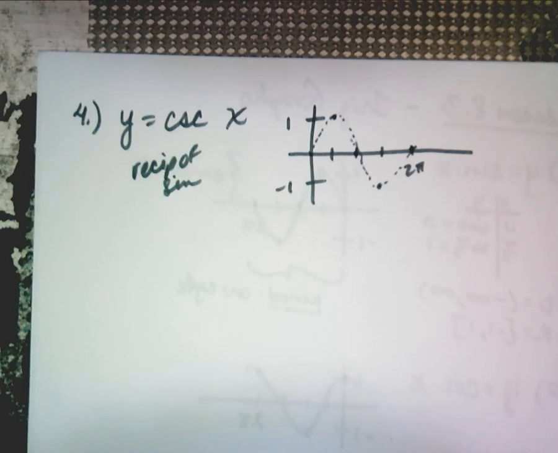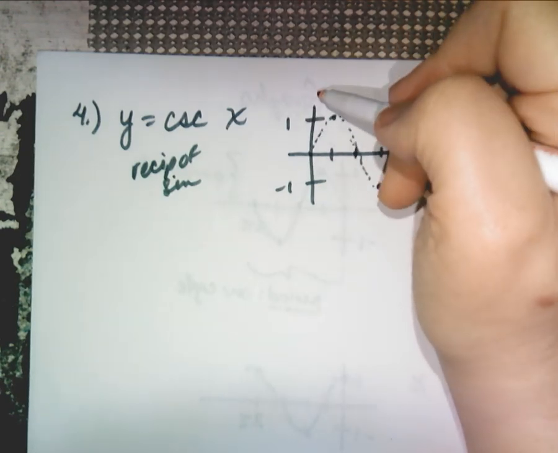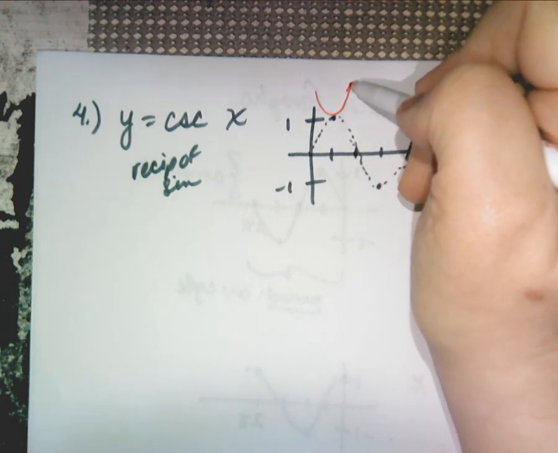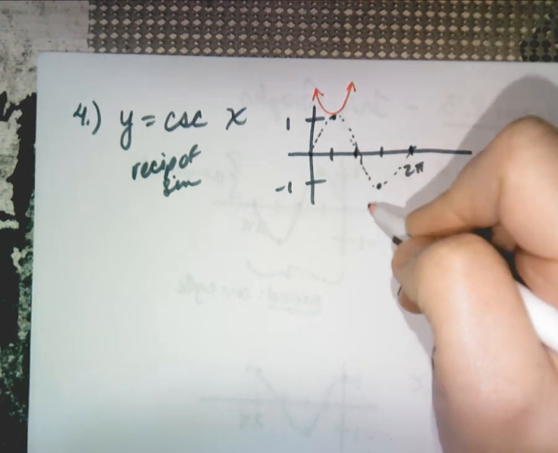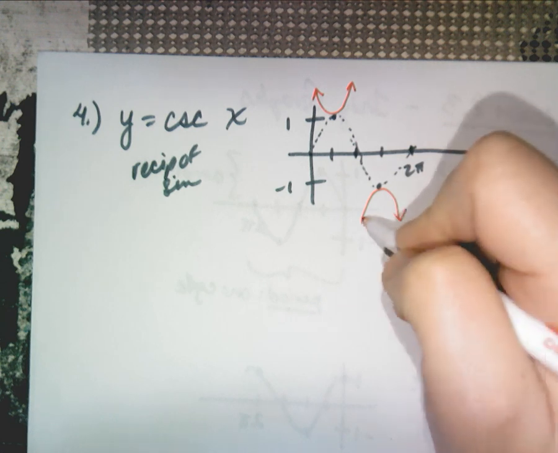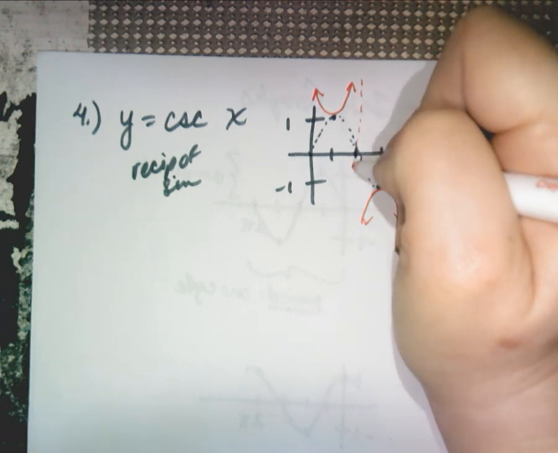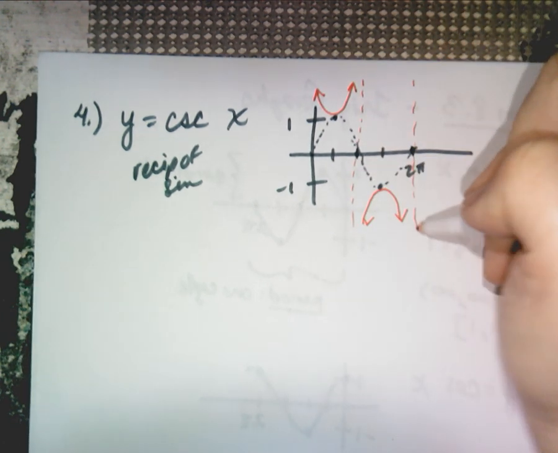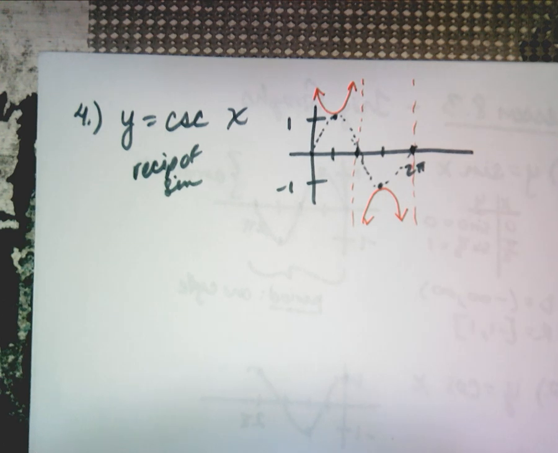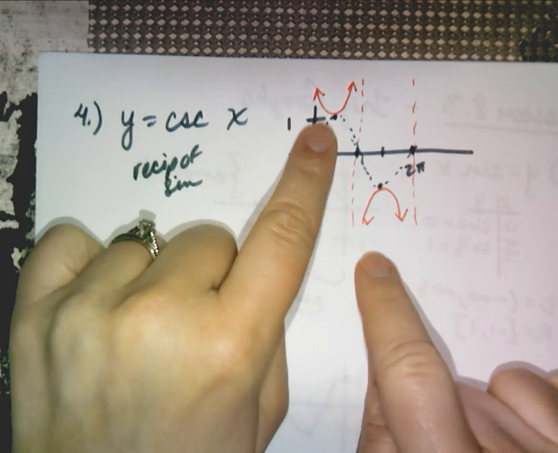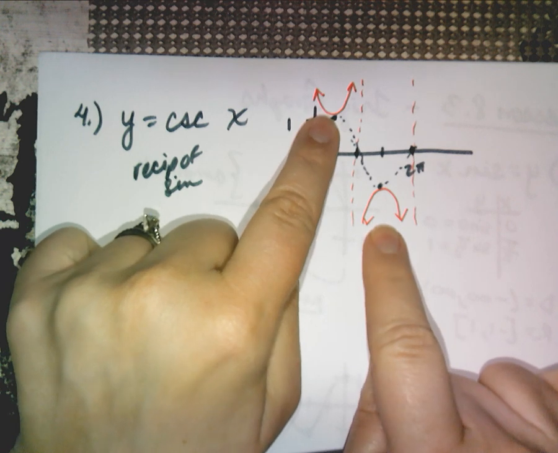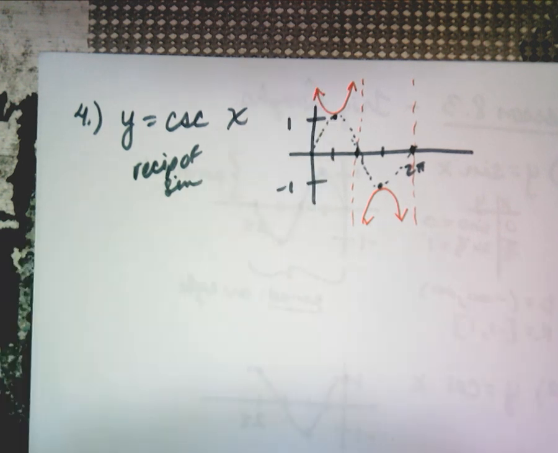Your cosecant, the reciprocal of that, is actually parabolas, one right here, and then one right here. And then there are these asymptotes right there and there. That would be one cycle of cosecant: an up and a down, an up and a down is one cycle of cosecant. Okay, and that's the reciprocal one.